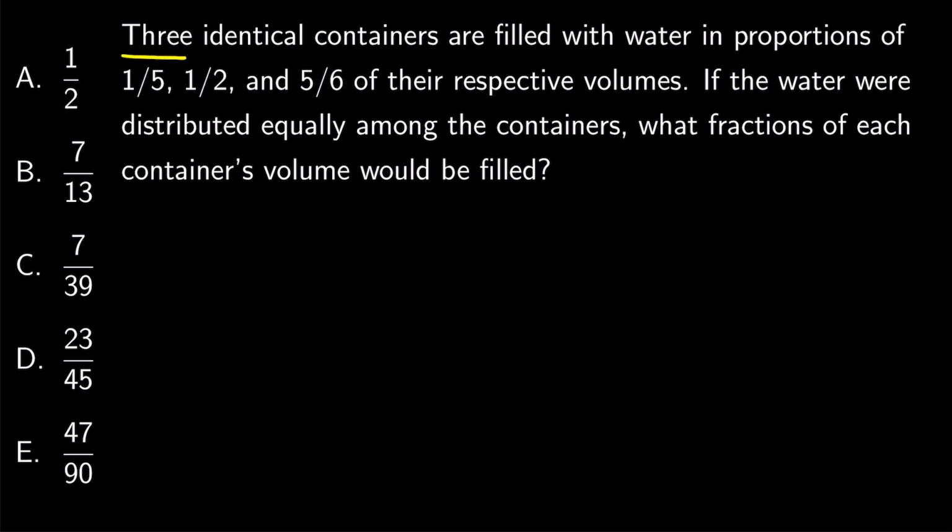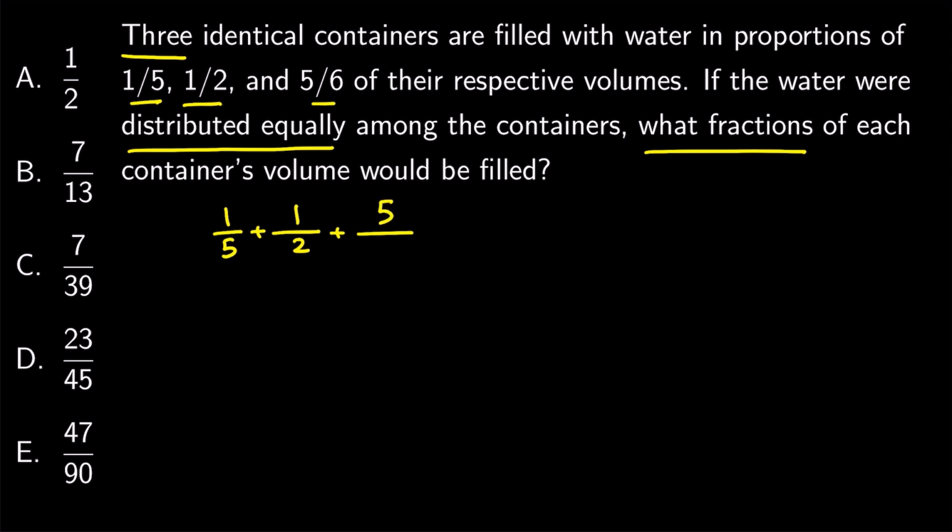Three identical containers are filled with water in proportions of 1/5, 1/2, and 5/6 of their respective volumes. If the water were distributed equally among the containers, what fractions of each container's volume would be filled? The total amount of water would be 1/5 plus 1/2 plus 5/6, which should be distributed equally among three containers.